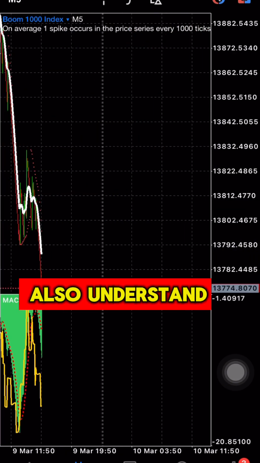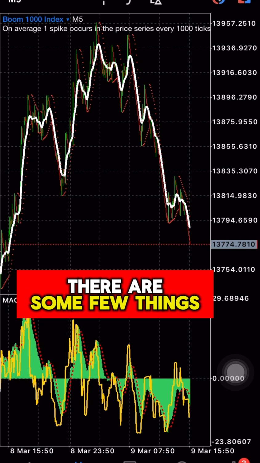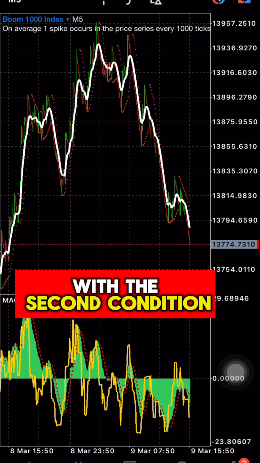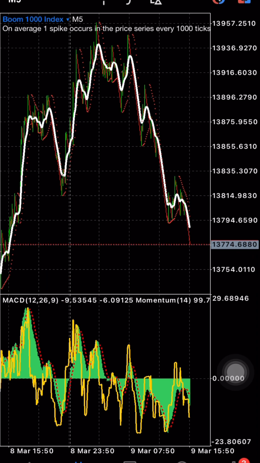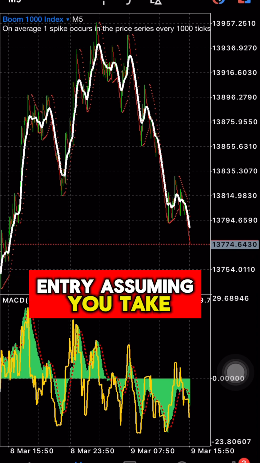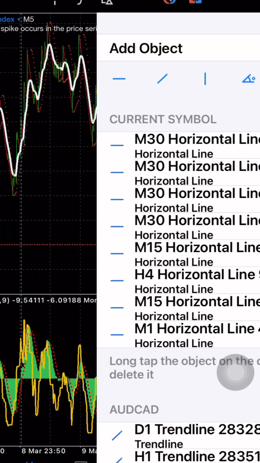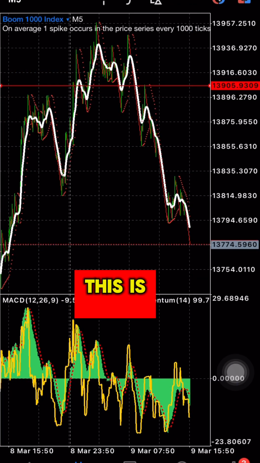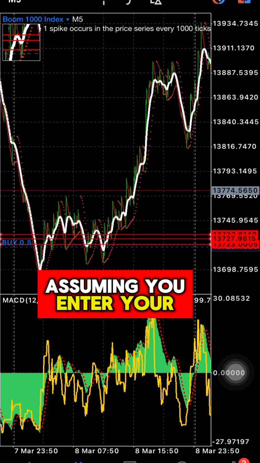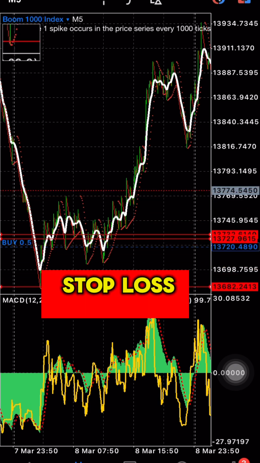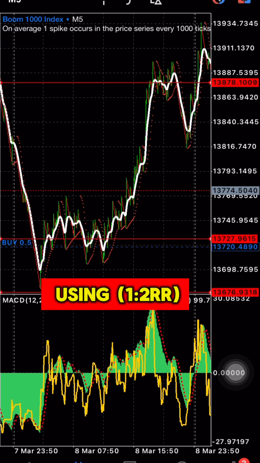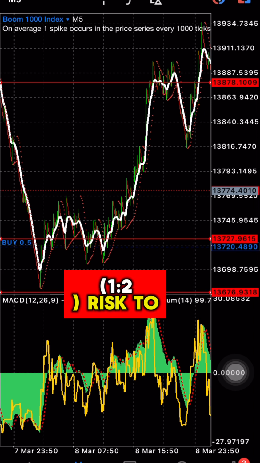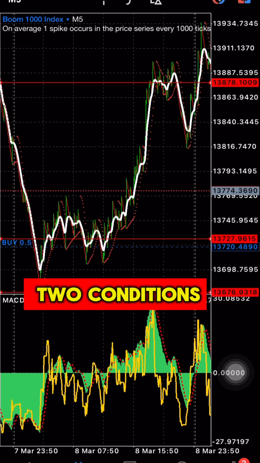The second condition is your risk to reward, entry and exit. Where will your entry be? Assuming you take your trade here around this level for sell, or this is Boom 1000, let's use it for buy. Assuming you enter your trade like I entered here, I should put my stop loss around here, and my take profit will be twice that. Make sure you are using 1:2 risk to reward for this strategy. These are the only two conditions of the strategy.